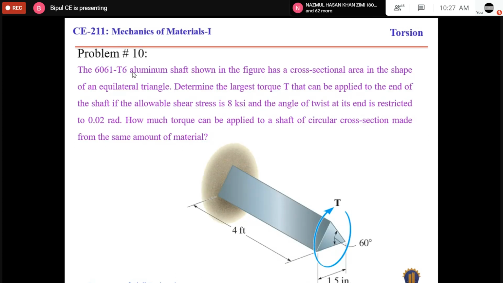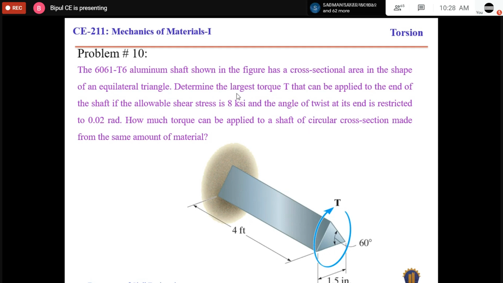So now we can do a problem. Problem number 10. It is a shaft having a triangular cross section. One end is fixed to the support, and at the free end, a torque is applied. The length of one side is 1.5 inch. It is an equilateral triangle.